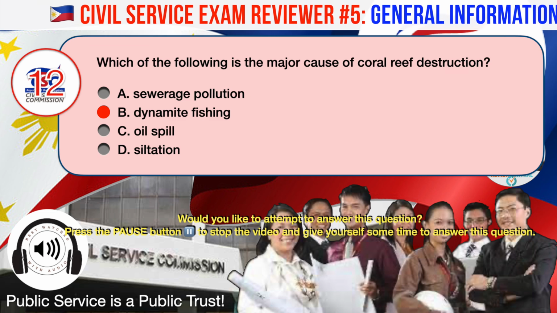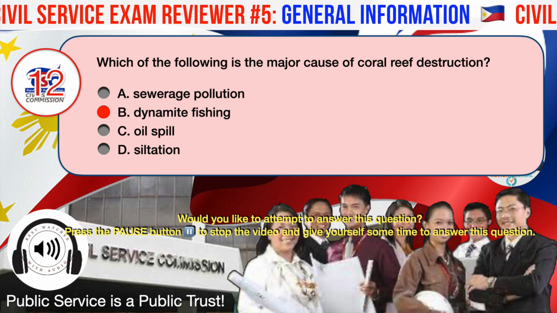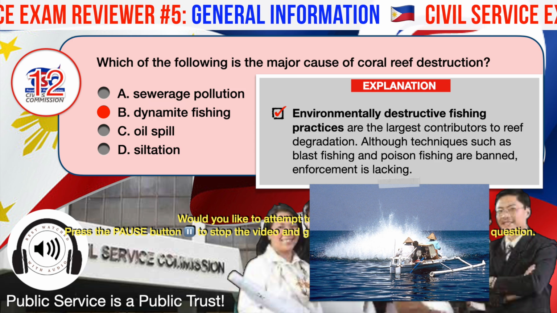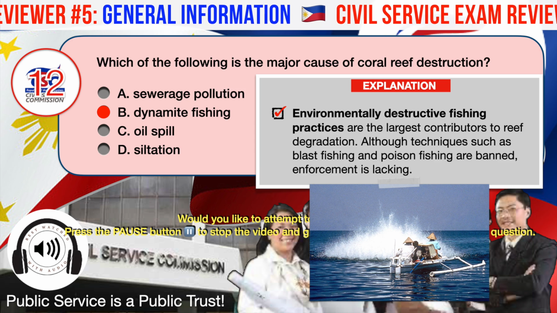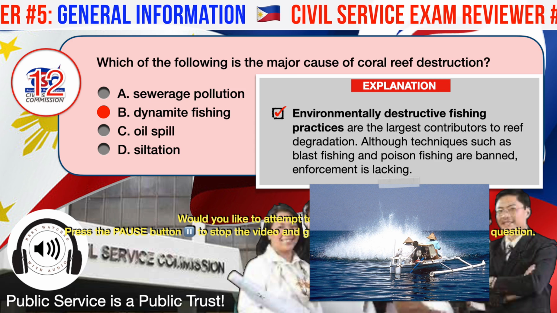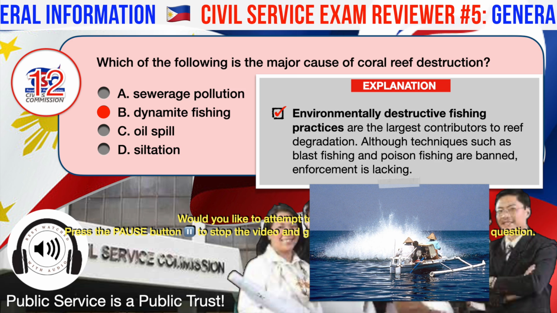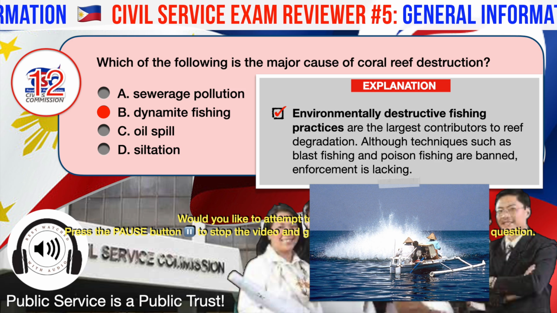From among the answer choices, dynamite fishing is the most significant cause of coral reef destruction, particularly in the Philippines. In general, dynamite fishing falls under environmentally destructive fishing practices, which include cyanide fishing. These destructive practices are the largest contributors to reef degradation. Although techniques such as blast fishing and poison fishing are banned, enforcement is lacking.